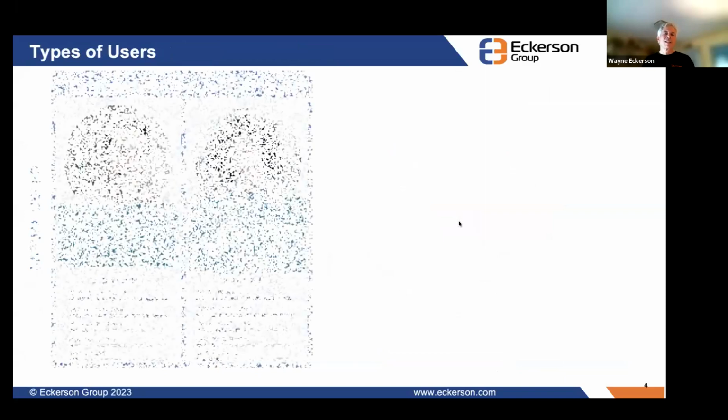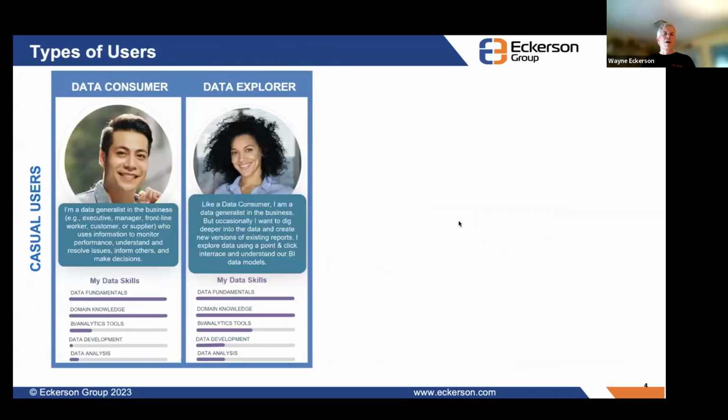So let's drill into this a little bit more. This is a model we've used for quite a few years. It seems to hold true. Casual users consist of two major groups: data consumers, who just consume whatever is given to them as is, and data explorers, who are really data consumers, i.e. regular business people, who are willing to take an extra step and maybe generate their own chart or visualization or even dashboard if it's easy enough, right?